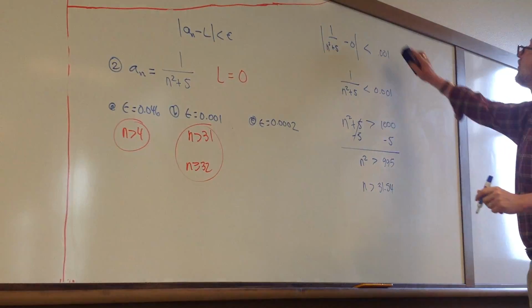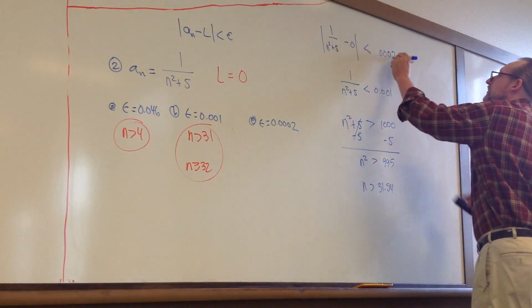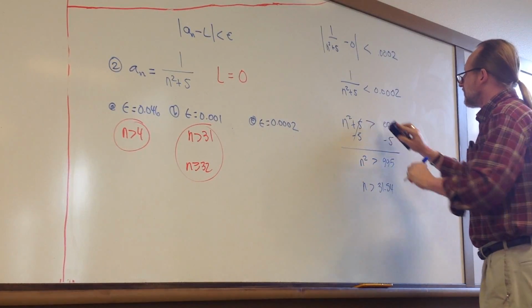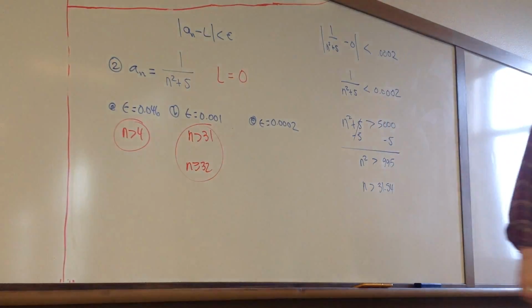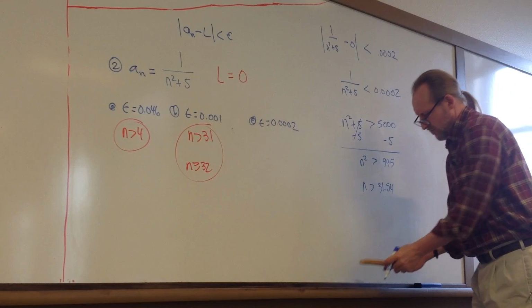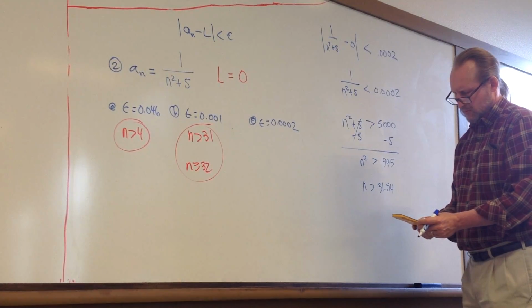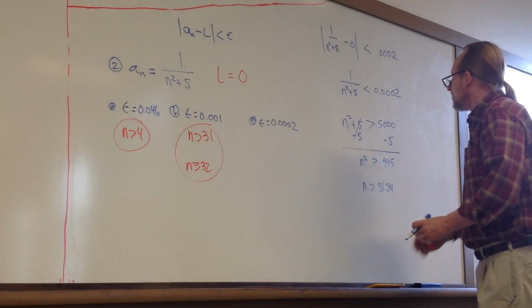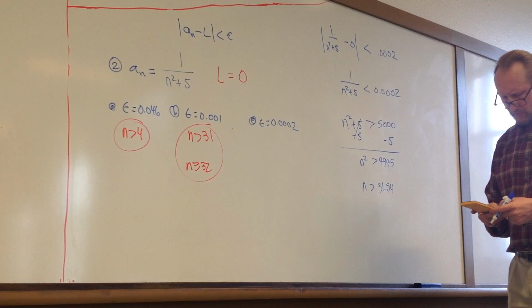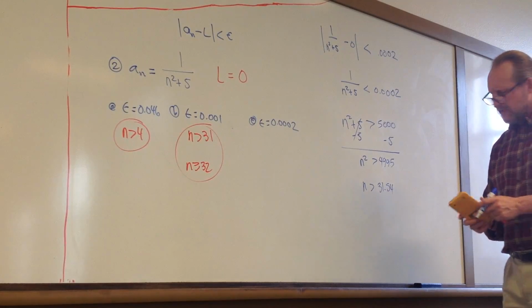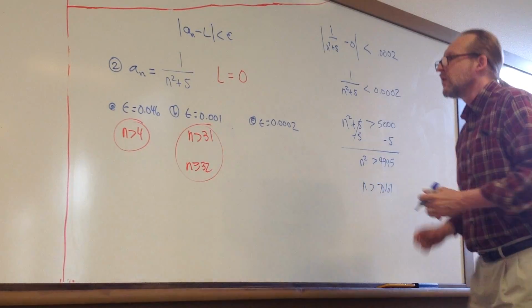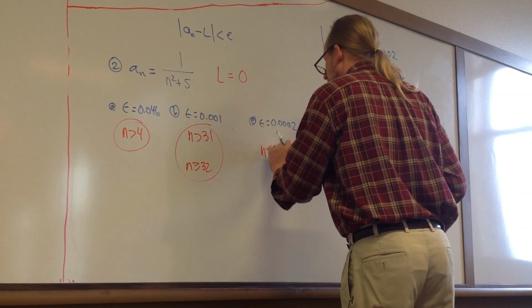All right, one more here, 0.0002. I'm pretty sure that this is going to be 5,000. Let me double check that. Oh, right in front of me. Here we go. Yeah, 5,000. So that means that this is going to be 4,995, and then when we take the square root, 70.67. And so over here, we can just say n greater than 70.